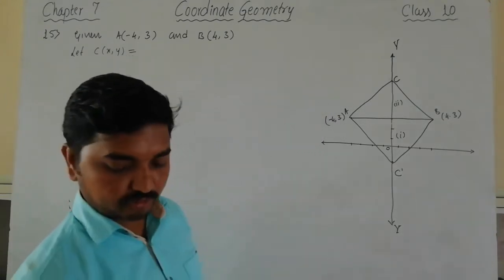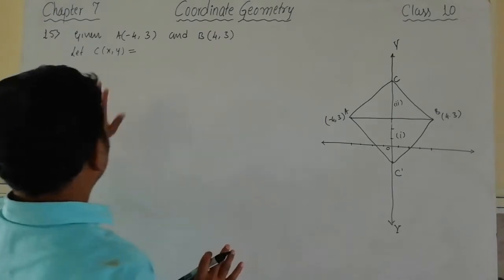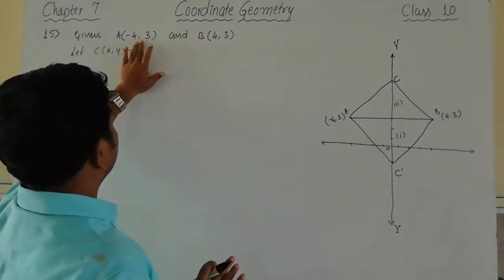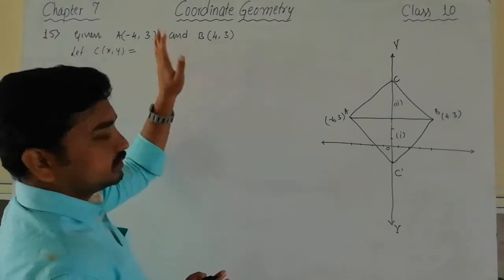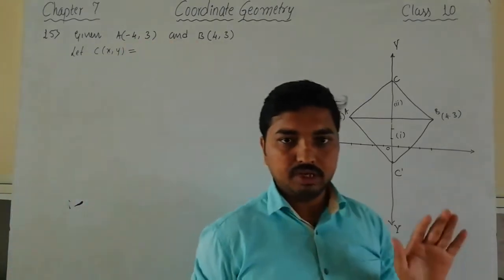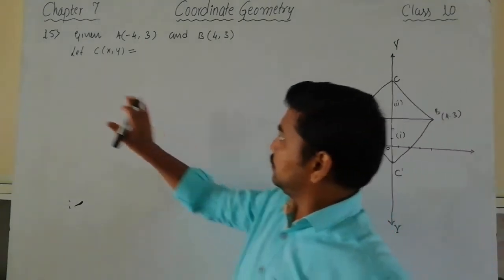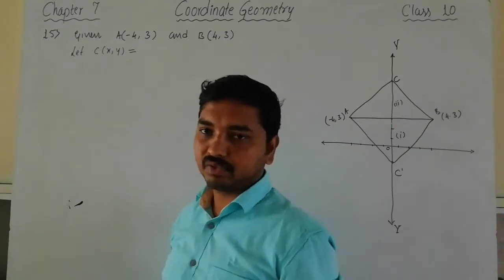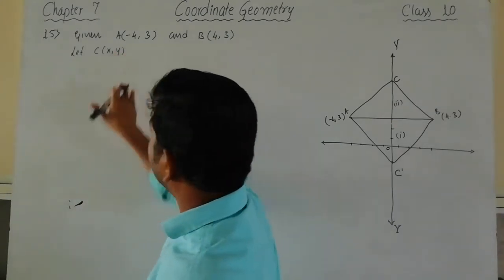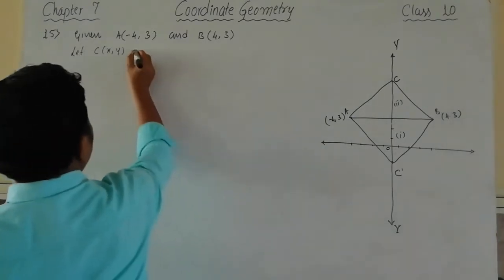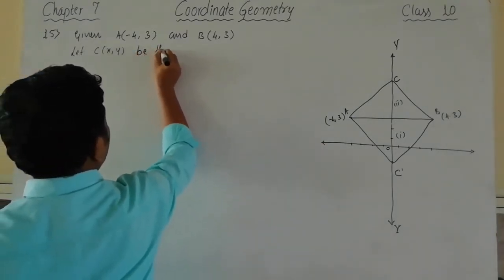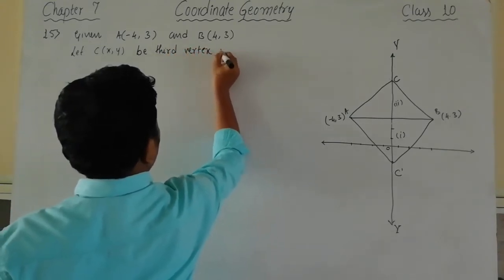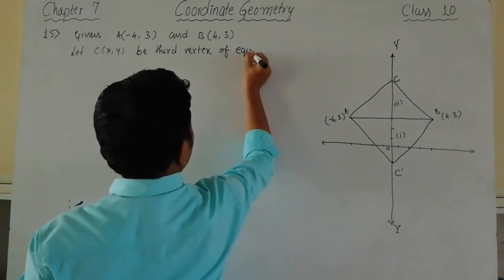Okay, so I have already written the given data. Given two points (-4, 3) and (4, 3), let us take the first one as A and the second one as B, and the third vertex of the equilateral triangle you need to find out. I am going to take the third vertex as C and its coordinates as (x, y). Let C(x, y) be the third vertex of the equilateral triangle.